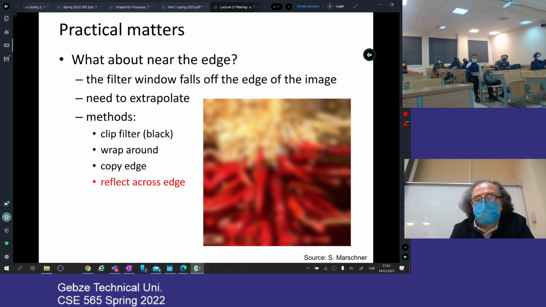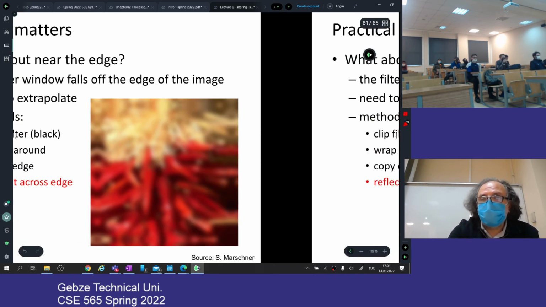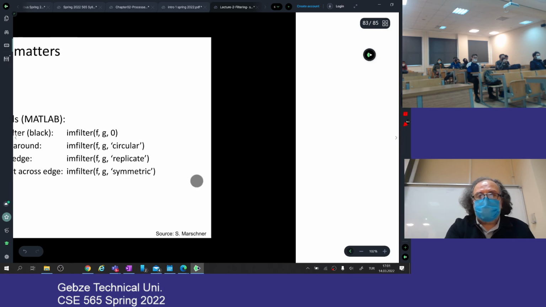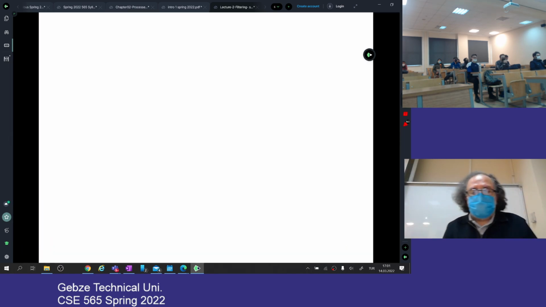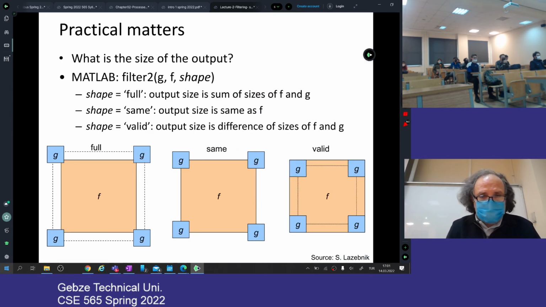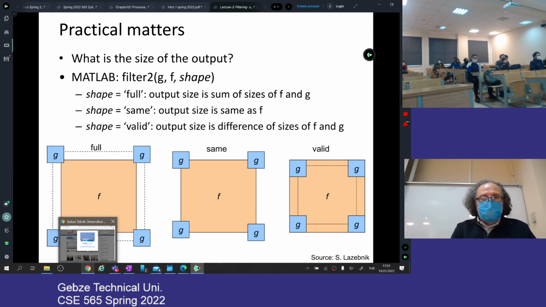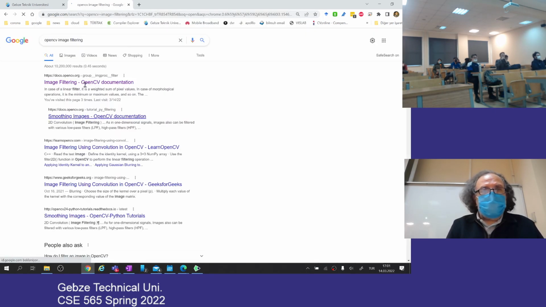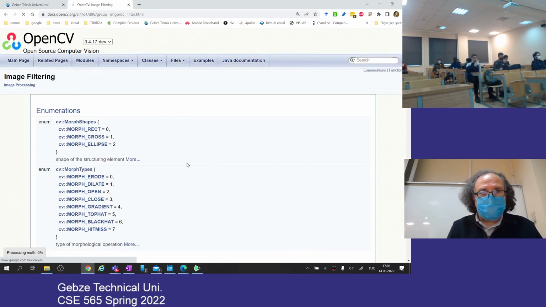So these kind of things are usually available for you to choose from your library, whatever library you are using. In MATLAB, I mean, whenever I forgot where I have stolen these slides, but of course we don't ask you to use MATLAB. Instead, we have our OpenCV, and let me go to this, okay, OpenCV image filtering. We have a number of nice functions in OpenCV to do this kind of stuff.